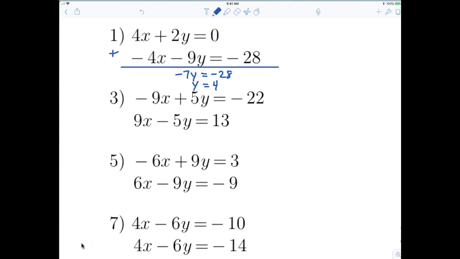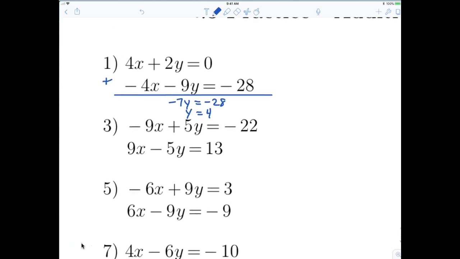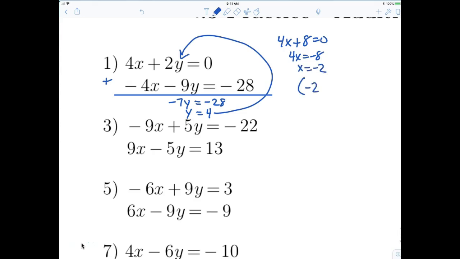And now that I know y is 4, I'm looking at the first and I'm plugging it into the first one because that's just the easiest one. If I plug it into the second one, will it matter? No. So if I plug it into the first one, it will be 4x plus 8 equals 0. 4x equals negative 8, so x is equal to what? X is equal to what? Wow. Negative 2 comma 4. Negative 2 comma 4. Is everybody hearing me? That makes perfectly good sense, right?